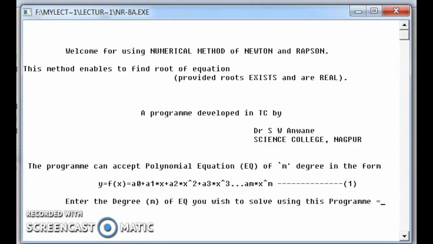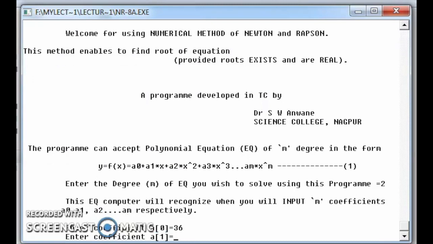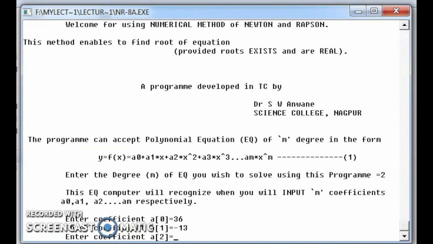Now friends, we shall try once again the same story. The degree of the equation we are using is 2. A0 is 36, A1 is minus 13, and A2 is 1.